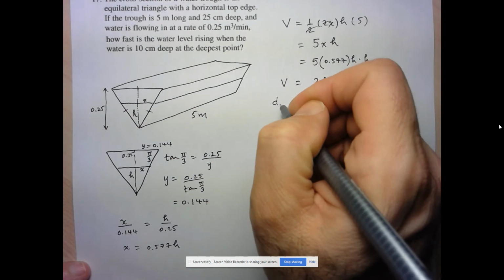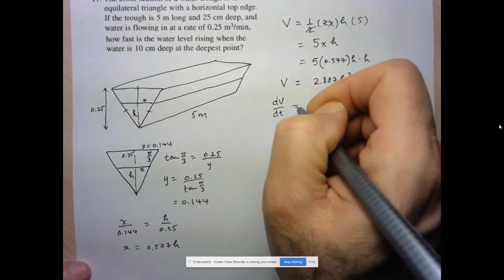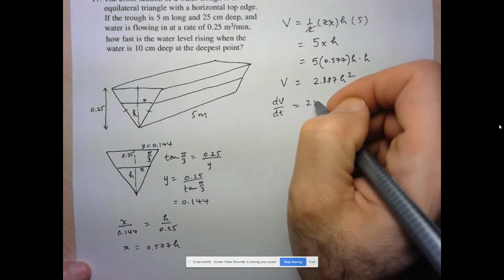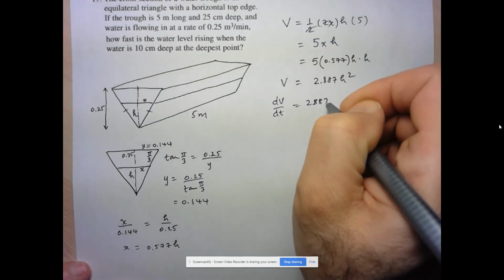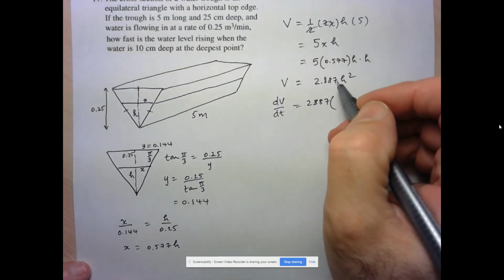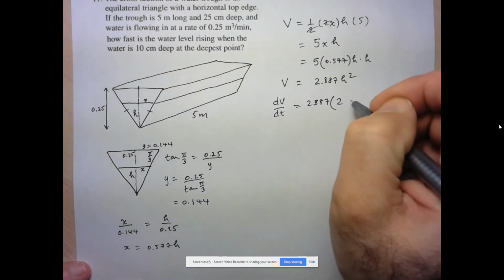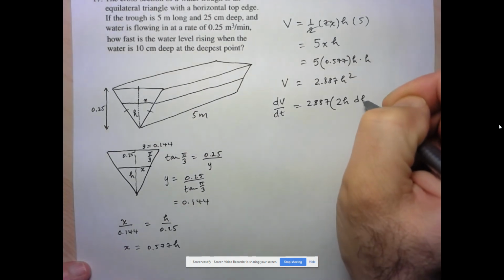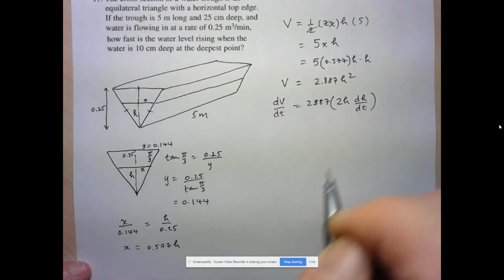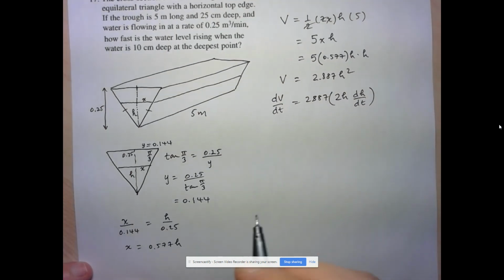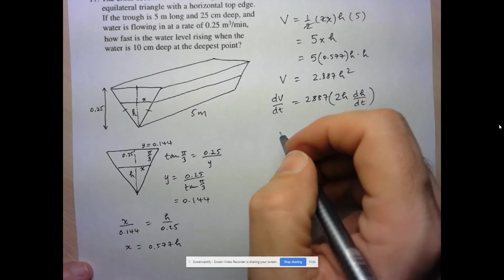And now I can finally take the derivative with respect to t of both sides. So we have dV/dt equals, so 2.887 is just a constant, and the derivative of H squared with respect to t, remember with respect to t, is 2H dH/dt. And now I have enough information to find dH/dt.